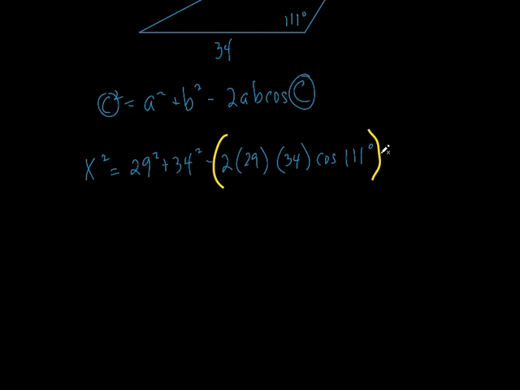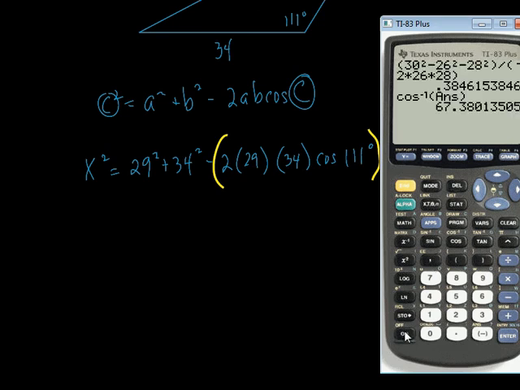So see what's in yellow? You have to put those parentheses in your calculator. So try it now. 29 squared plus 34 squared minus, and then I put a parentheses. And now I go 2 times 29 times 34.